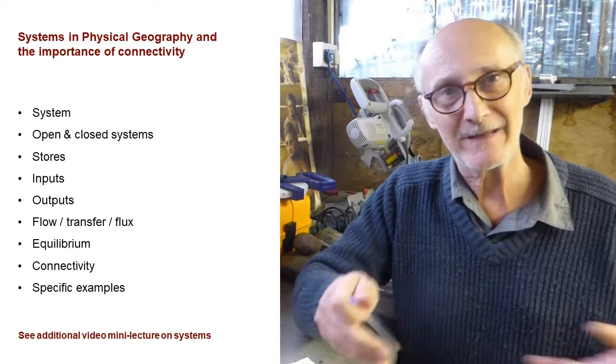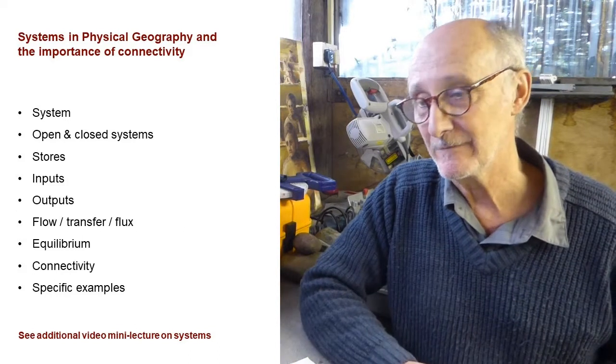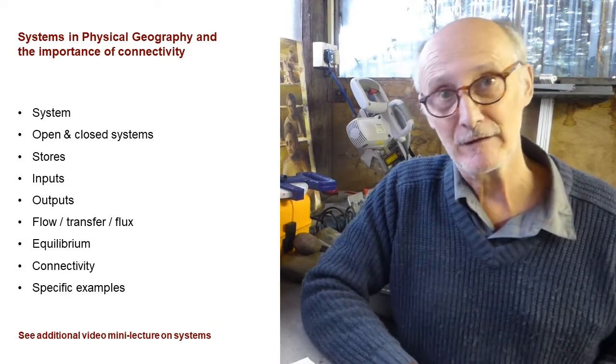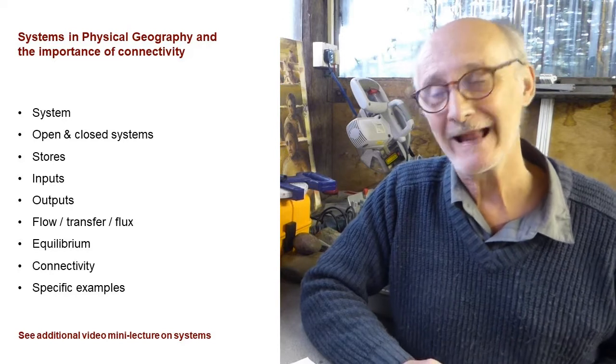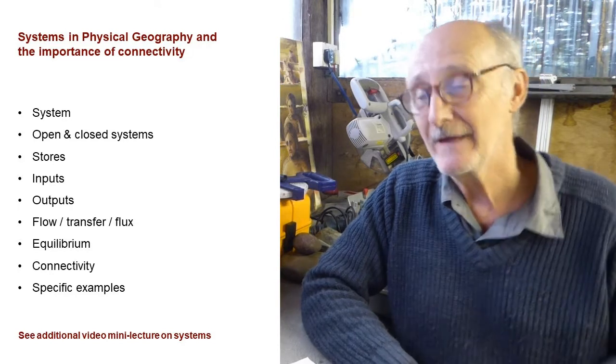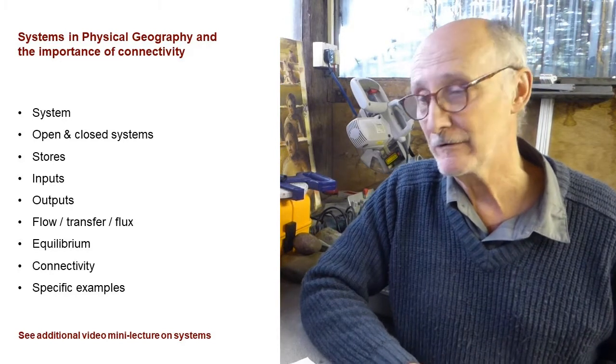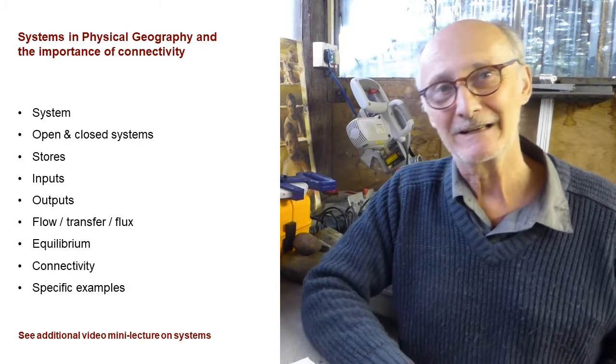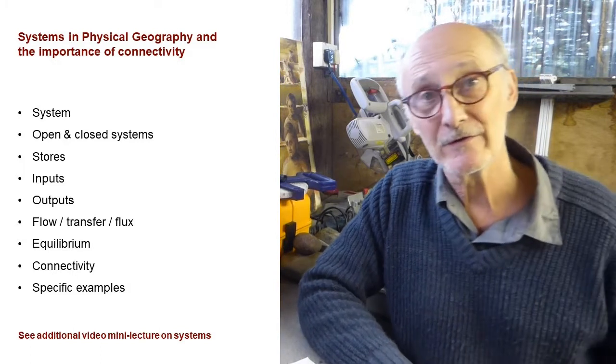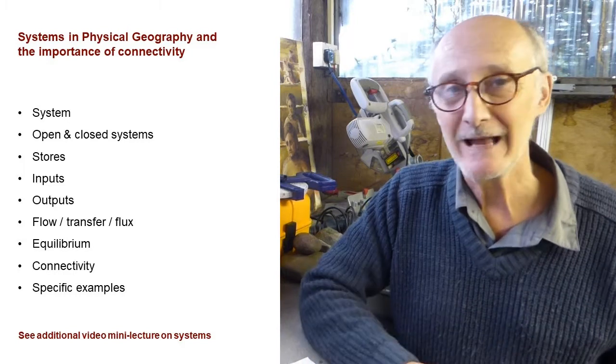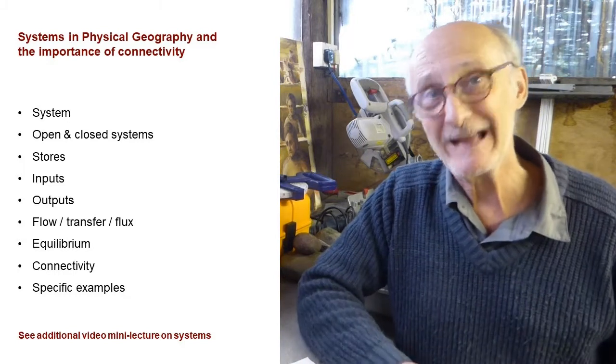Always think about the connections within our system, because that really is what makes a system, the connectivity or lack thereof within it. And then make sure you can give some specific examples, whether it's a mass balance of a glacier system, or the hydrological cycle, or biogeochemical cycles, or the Earth's energy balance as a system.